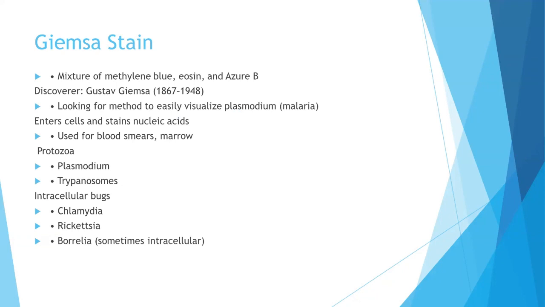Giemsa stain is a mixture of methylene blue, eosin, and azure B. It is used to look for Plasmodium in the case of malaria, and they enter the cell and stain the nucleic acid of the organism. They are used for blood smears and marrow smears. It is used to see protozoa like Plasmodium and Trypanosoma, and some intracellular organisms like Chlamydia, Rickettsia, and Borrelia.